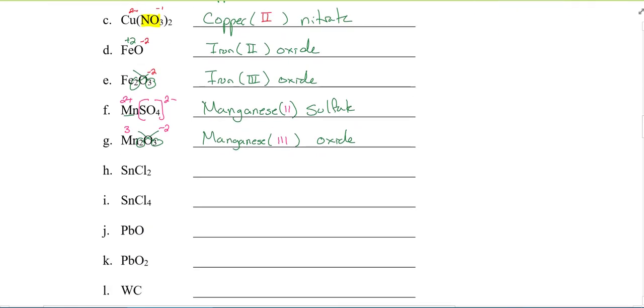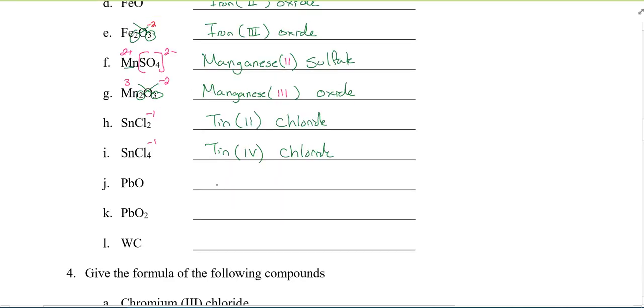H. Tin chloride. What tin? Well, chlorine, of course, is -1. So for H, it looks like I have tin, and then there's a 2 chloride. Versus I would be tin 4 chloride. J here, we have PbO.